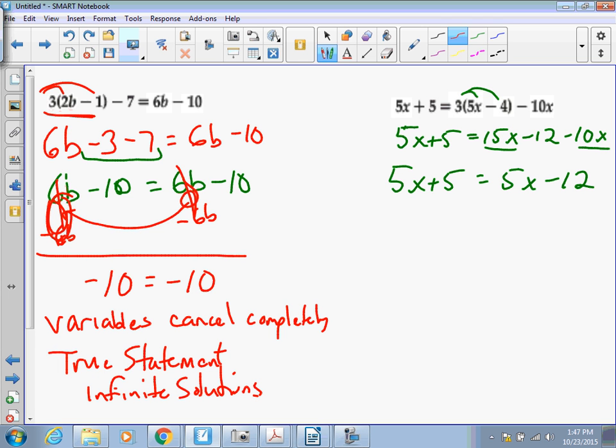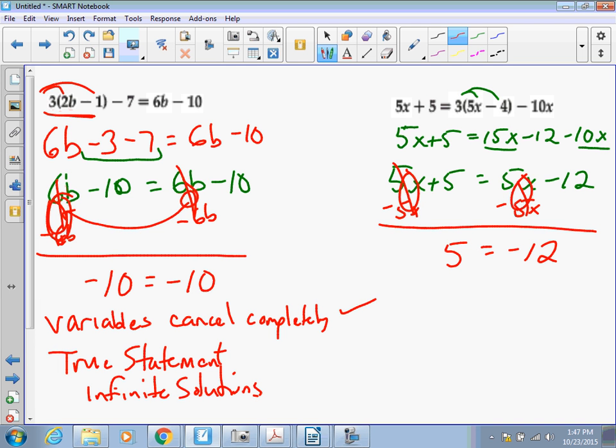Let's continue on, as our next step was to get variables on one side. So we're going to subtract 5x from both sides. And like before in the previous question, the variables on both sides cancel completely. But if we look at the result, I have 5 equals -12. So in this case, I have variables canceling completely, but now I have a false statement.